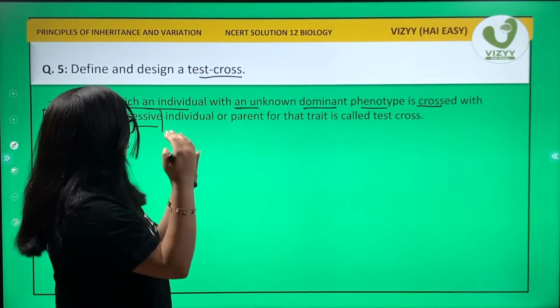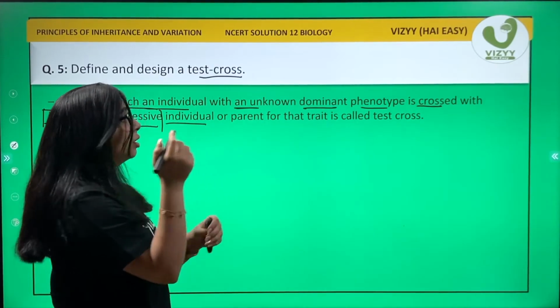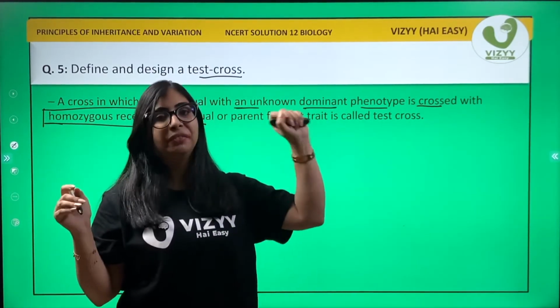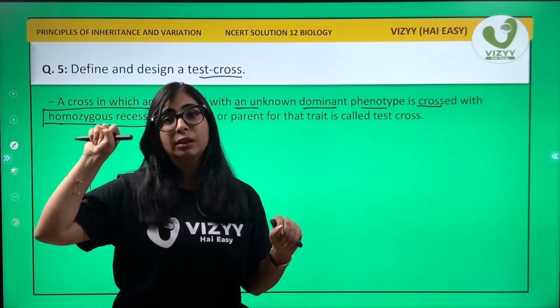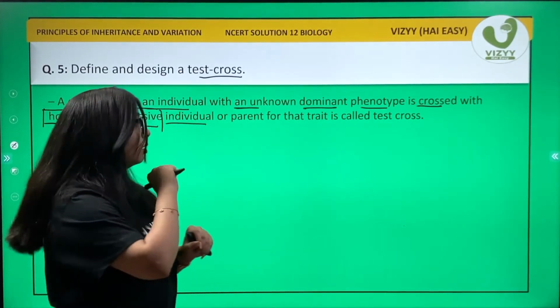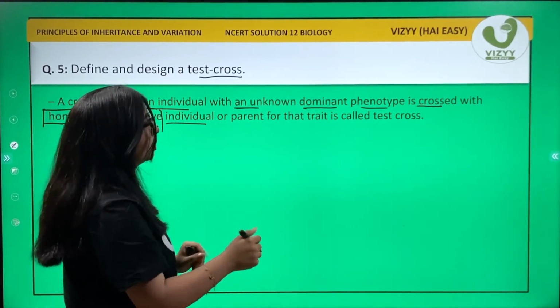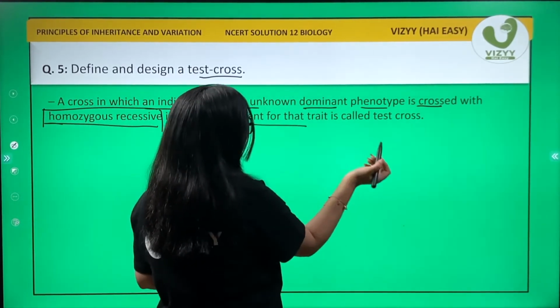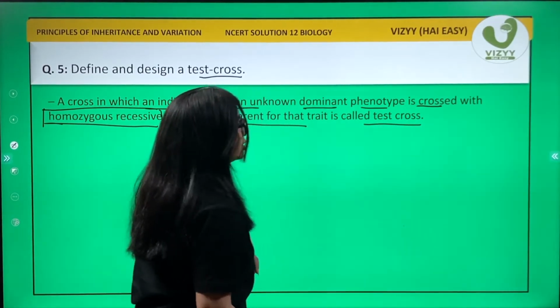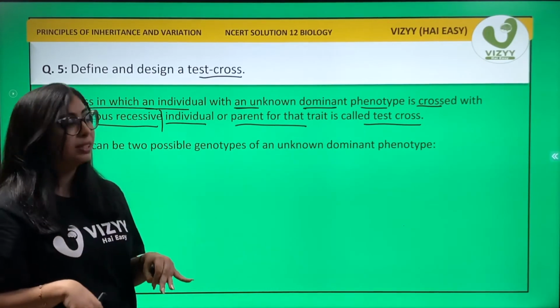So, when an unknown dominant phenotype is crossed with a homozygous recessive phenotype, or a homozygous recessive individual, or a parent for that trait, it is known as a test cross. It will make more sense when we do the cross itself.